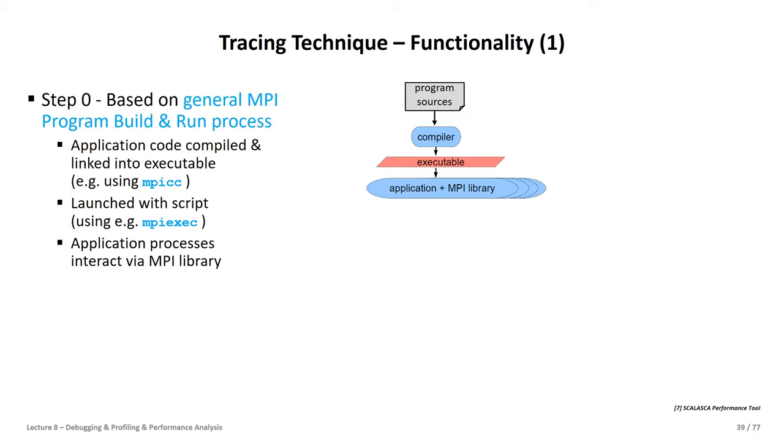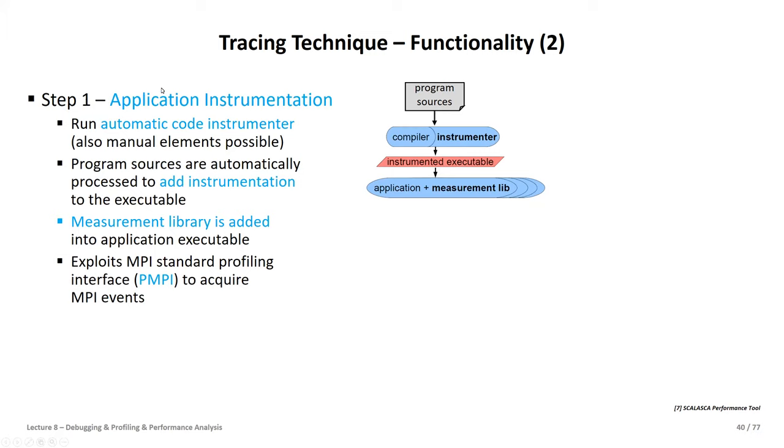And let's look into this a little bit, how that works from the functionality point of view and how you can actually do this. And here you see an example of how you can instrument this. You see this program source. It has a compiler, which brings us an executable, things we already know, and then an application which in some form uses the MPI library. So that is, let's say, step zero. It's a typical general MPI program build and run process, right? So this is what you already know.